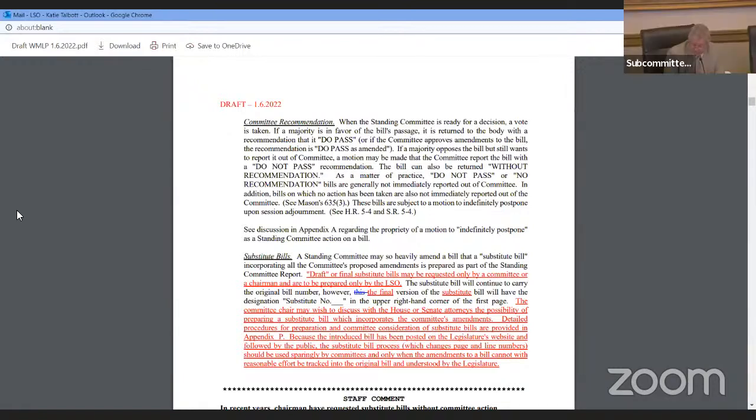And I think that when I did talk about the amendment, it's basically just a clarification of what was in the manual. The next one would be substitute bills, Mr. Chairman, on page 4.